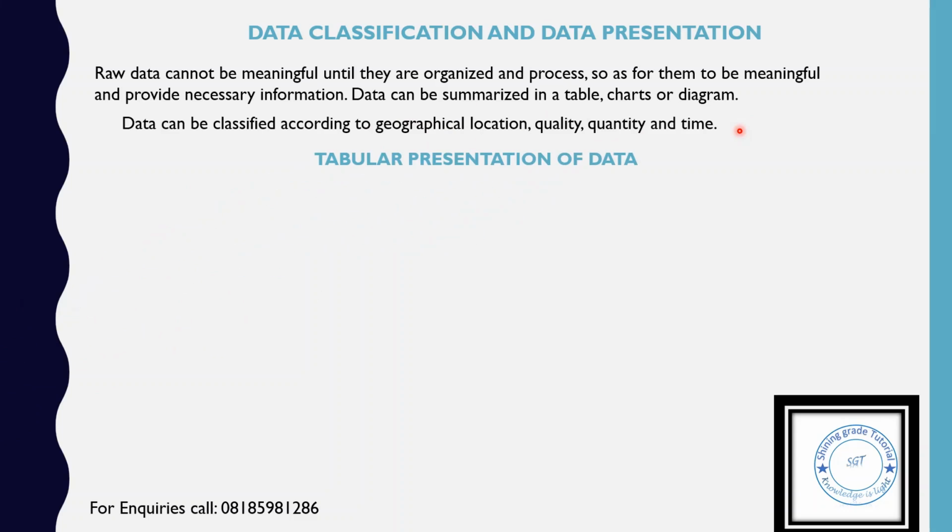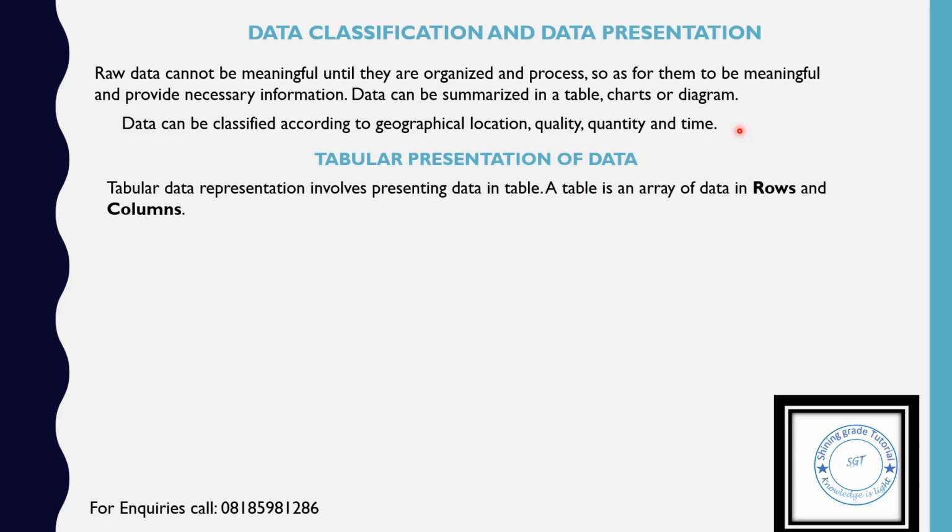So now let's talk about tabular data presentation. Data are mostly presented in a table. And you know what a table is? A table is just an arrangement of data in rows and columns. So the arrangement of numbers or data in form of rows and columns is called a table. Tables are very important in providing useful information to us if we are able to present data in a table. Alright, now a table can be in any form.